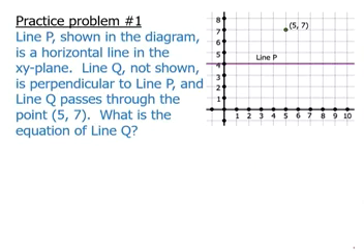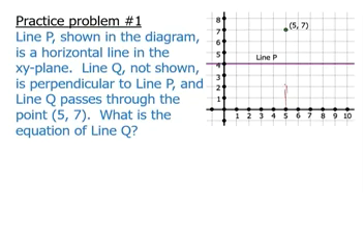Here's a practice problem. Pause the video and then we'll talk about this. Line P shown in the diagram is a horizontal line in the xy plane. Line Q, not shown, is perpendicular to line P and passes through the point 5, 7. What is the equation of line Q?